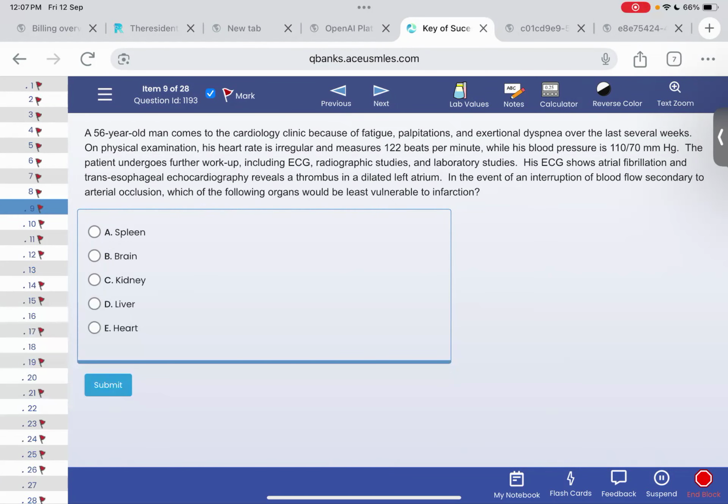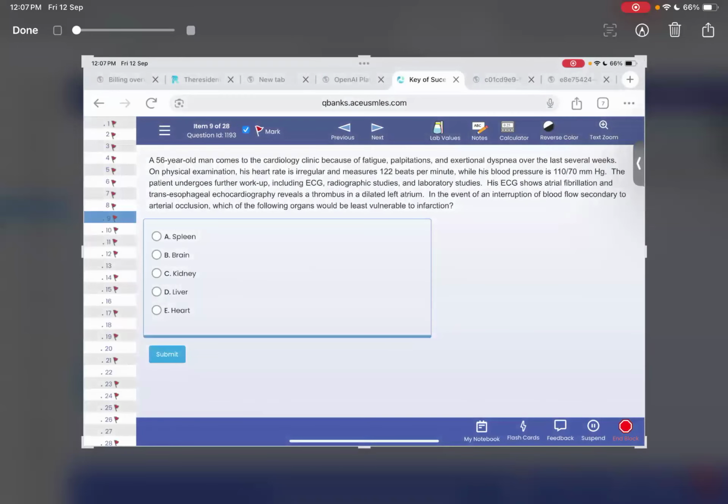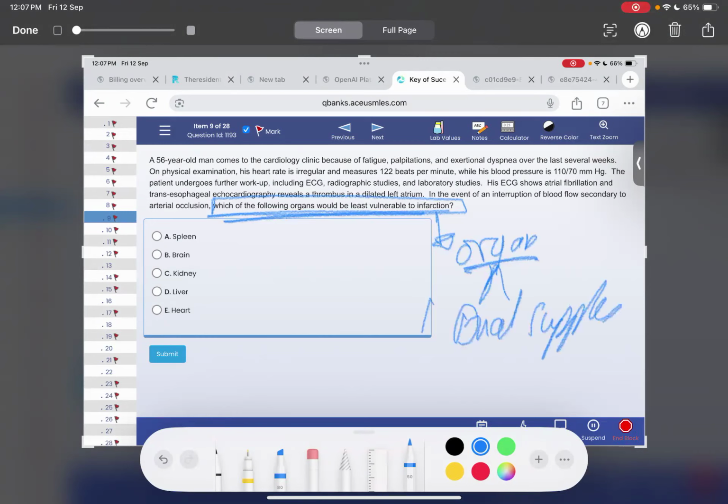What is the question asking about? Wait a minute. Least vulnerable to infarction means the organ they are asking about has a dual supply. Simple. Which of these have a dual supply? So spleen, brain, kidney, liver, and heart.